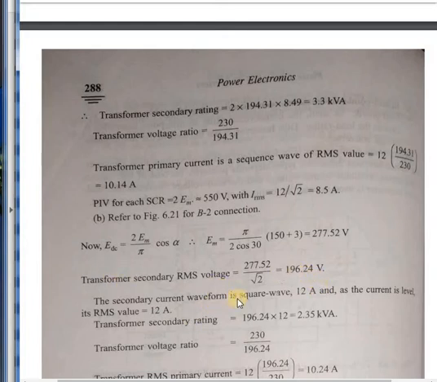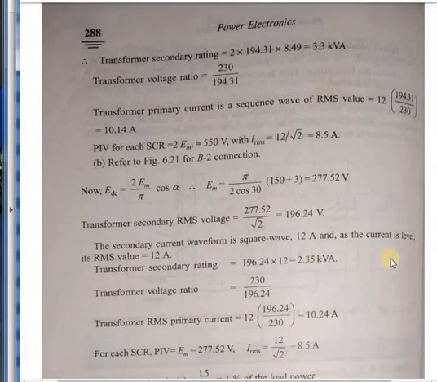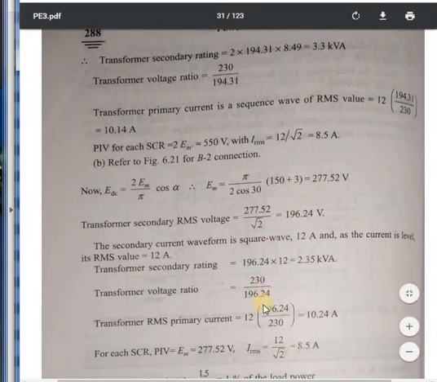Okay. Now transformer secondary will be this 196.24 volts, because you don't have this output voltage, now you are considering it for 12 amps, and you are considering the waveform as square waves. The current level is 12 amps RMS. The secondary rating will be 196, that is secondary RMS voltage into RMS current. So your rating will be 2.35 kilovolt amperes, and your transformer voltage ratio will be 230 by 196.24.